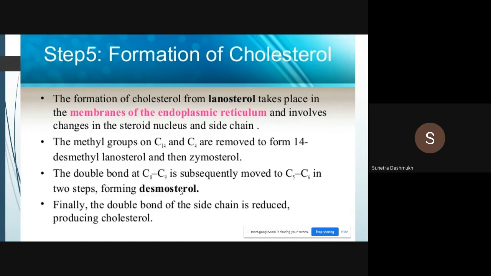Okay, so how do we get to desmosterol? By shifting the double bond from the zymosterol structure, from the C8-C9 position to the C5-C6 position, in two steps. Now we will see how to move that double bond from C8-C9 to C5-C6.